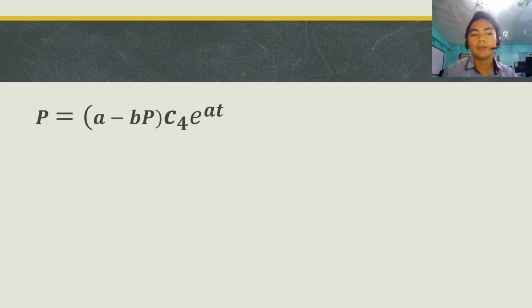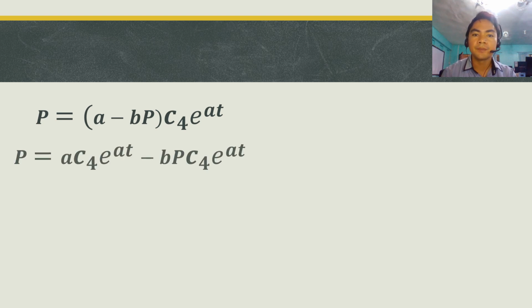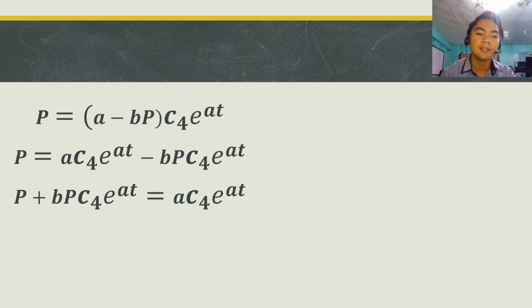And now we're going to multiply and simplify both sides by a minus bp. So we have p is equal to quantity of a minus bp times c sub 4 e raised to at. And then let's distribute the right side. So we have p is equal to a c sub 4 e raised to at minus bp c sub 4 e raised to at. And then let's add both sides by bp c sub 4 e raised to at.